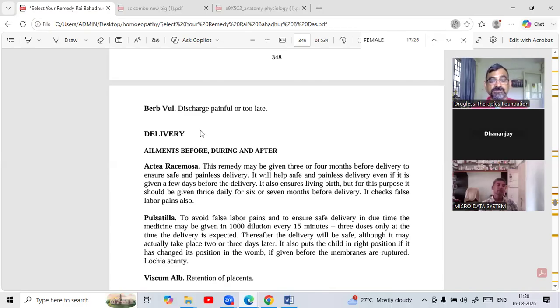Delivery, this is a very important remedy. Many homeopaths are famous for this only. Actaea racemosa is given 3-4 months before the delivery to have a safe delivery. This is a very famous remedy, famous medicine. Actaea racemosa, it is also called cimicifuga. This is used for giving a safe, normal delivery. You can use this particular remedy.